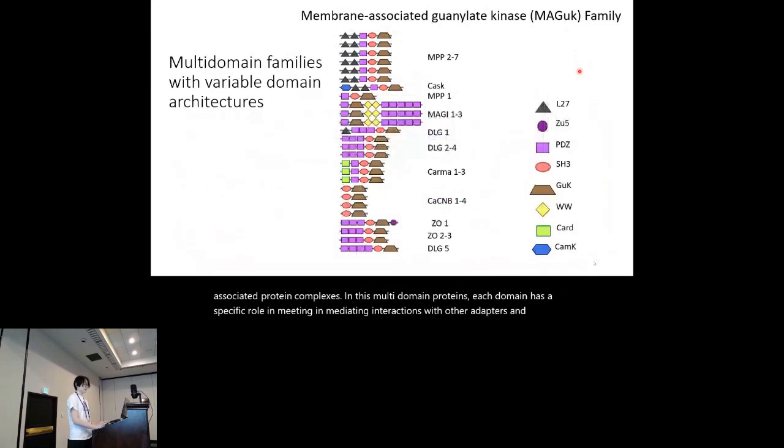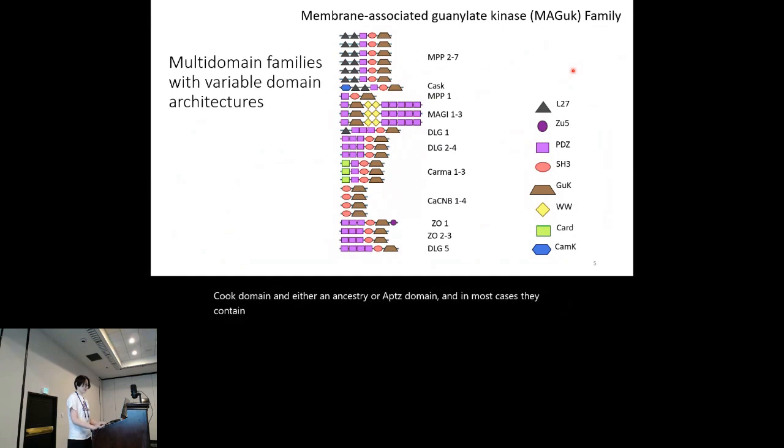The Cas, MPP, and DLG proteins that we just saw are all members of a large family called the MAGUK, shown here. And you can see that the domain content of these protein architectures represent variations on a theme. The proteins are similar in that they all contain a GLBIO domain and either an SH3 or a PDZ domain, and in most cases they contain both.